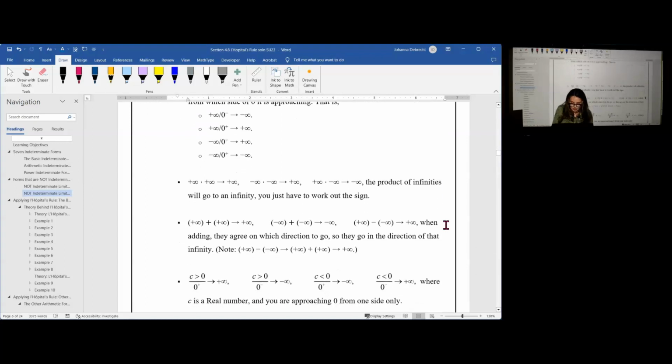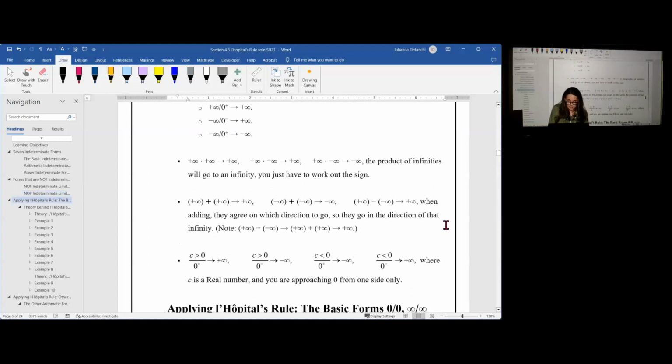There are some others that also tend to infinity. The limit does not exist because infinity is not a finite real number. This would be positive infinity times positive infinity, which, as you might expect, goes to positive infinity. Negative infinity times negative infinity, well, a double negative gives us positive. It also goes to positive infinity. And positive infinity times negative infinity, yeah, you're right, it goes to negative infinity.